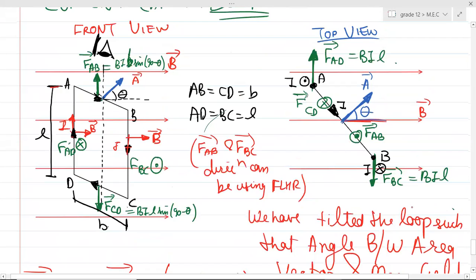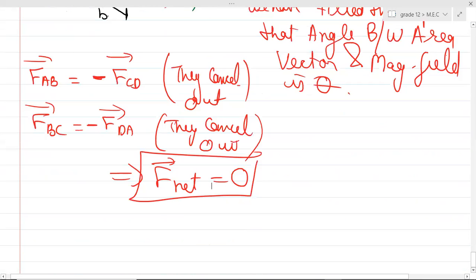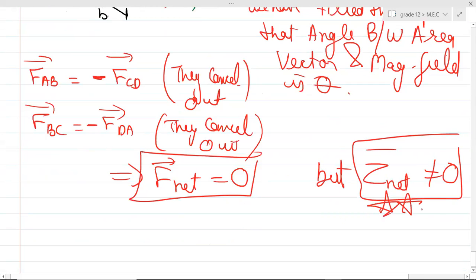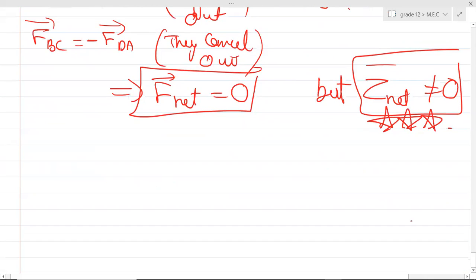Ovia, is your doubt clear now? What will happen if the loop is placed a little bit tilted? Will the force be 0? Yes, again, the force will be 0. But what about the torque? F net was 0, but net torque is non-zero. Okay, so let's find it out.